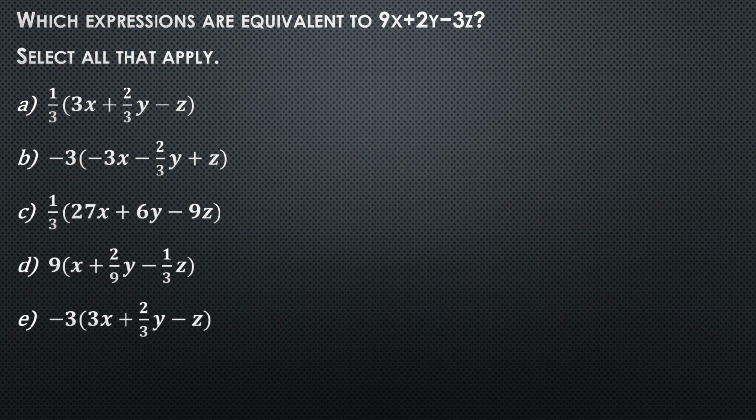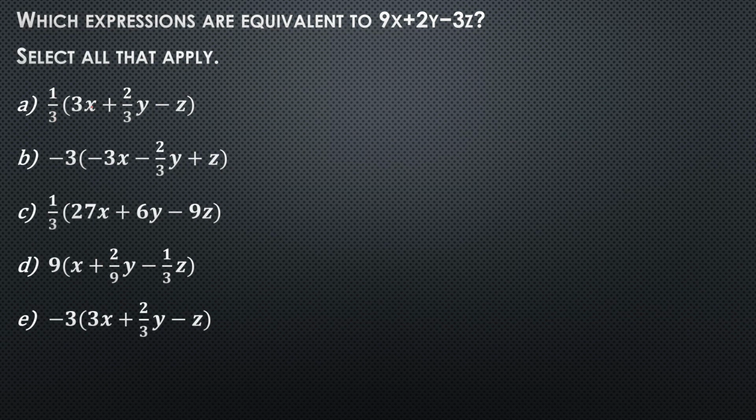All right, next one says, which expressions are equivalent to 9x plus 2y minus 3z? On this one, there's no real easy way to do it aside from distributing each one of these answers and seeing whether or not they give us an equivalent expression. However, more often than not, you only really need to multiply the first two terms, and that'll give us a pretty good indication of whether or not we can cross it off right away or whether or not we need to keep going. Okay, so let's look at our first one here.